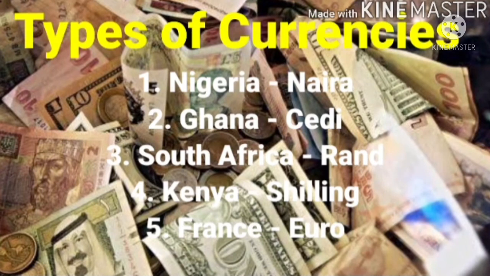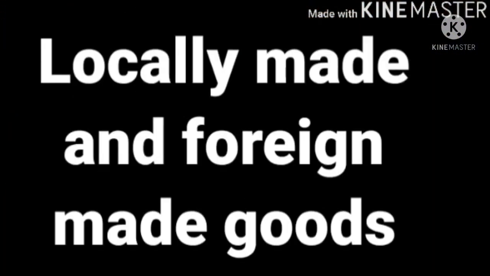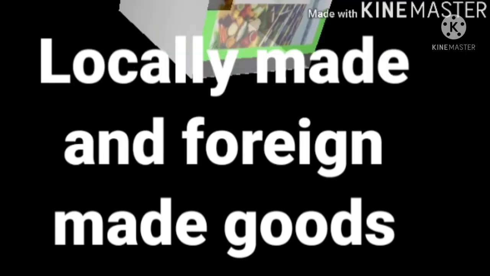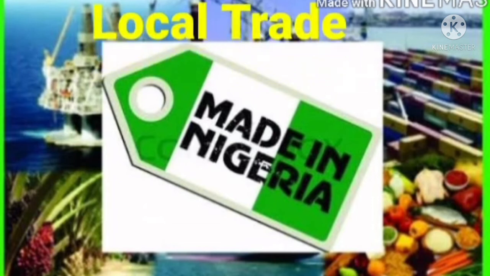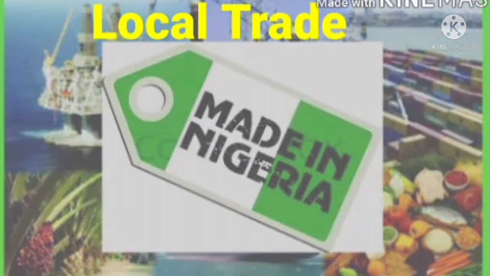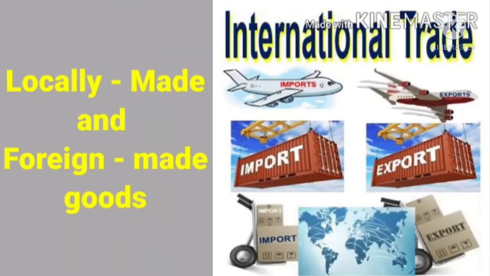Now, types of currencies. Nigeria uses the naira, Ghana the Ghanaian cedi, South Africa the South African rand, Kenya the Kenyan shilling, and franc. You are using euro now, it was franc before. It was in 2002 that they changed to euro. You have Indian rupees, American dollars. All these are the currencies that other people use. Locally made and foreign made goods. How do you patronize our locally made goods? It's very important that we patronize goods made in Nigeria because it will help to boost our economy.